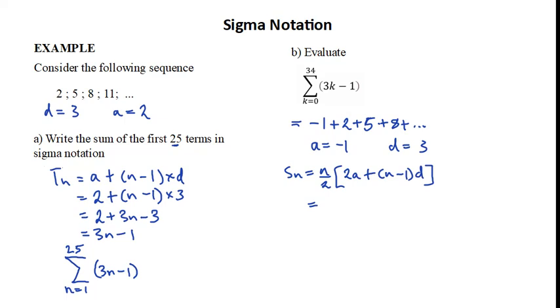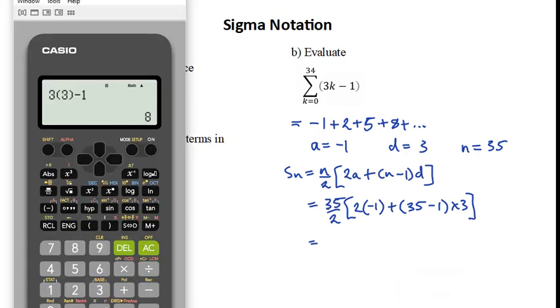All right, so from k equal to 0 up to 34, we started from 0 counting to 34, so that's obviously going to be 35 terms there, because we're including the 0. So we're going to calculate over 35 terms. Let's substitute that: 35 over 2 times (2 times a, which is negative 1, plus (n minus 1) times 3, where n is 35). Close that bracket. We're just going to do that quickly in the calculator.